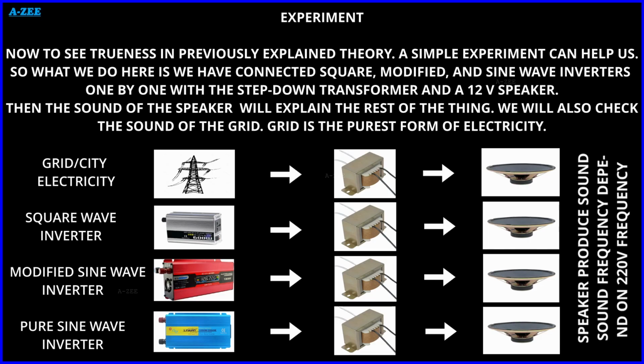Experiment. Now to see the truth of the previously explained theory, a simple experiment can help us. What we do here is we have connected square, modified, and sine wave inverters, one by one, with the step-down transformer and a 12-volt speaker. Then the sound of the speaker will explain the rest of the thing. We will also check the sound of the grid. Grid is the purest form of electricity.